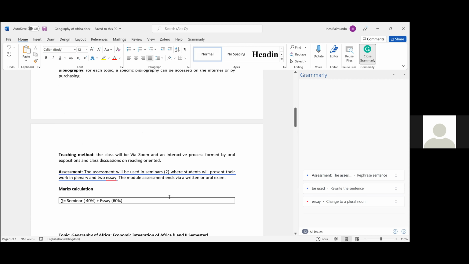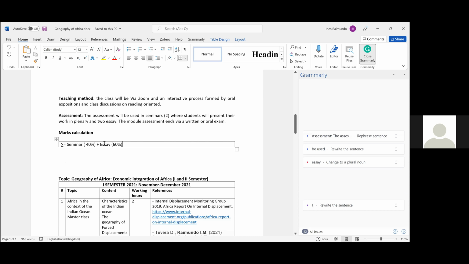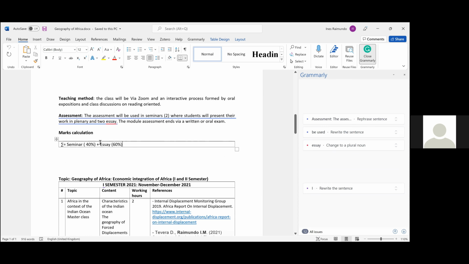We still have to decide how students will take their exams, either in writing or orally. So I have the marks calculation, how the marks will be calculated. As I said, in terms of assessment, we have seminars, which will correspond to 40% of marks in our calculation, and the essay will be a short essay that is 60%.